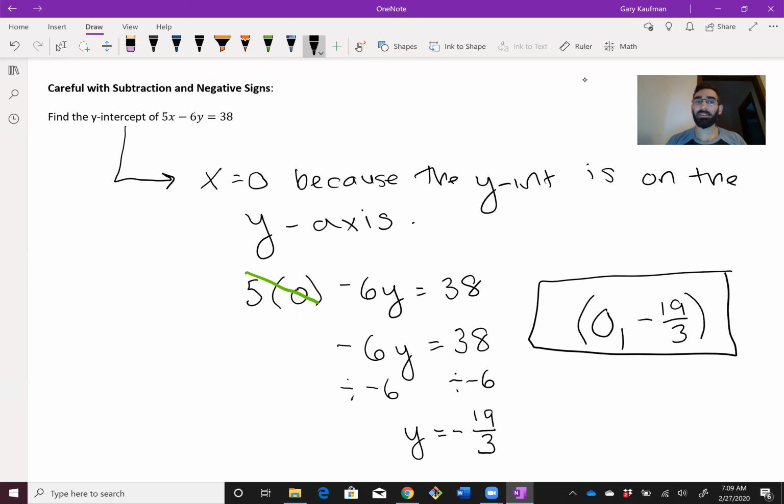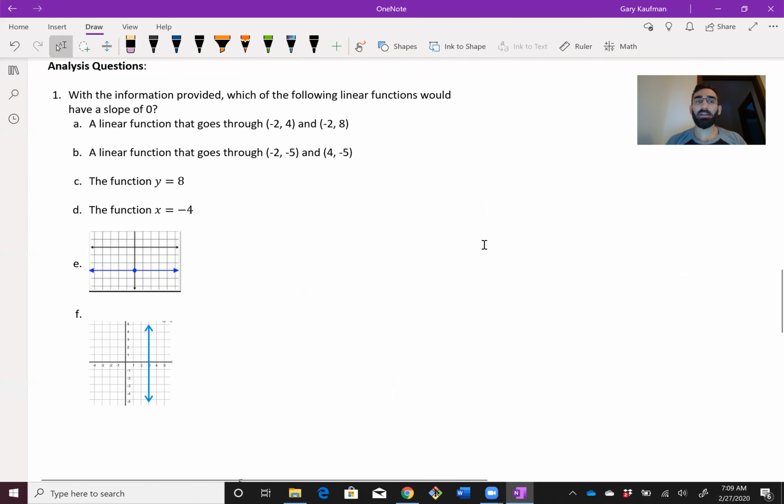Last but not least, let's look at analysis questions. The analysis questions were the two that had you select all that were possible. And so we had some difficulty with this. I was looking at some of our work and I realized we weren't showing work for each one, and there needs to be some.